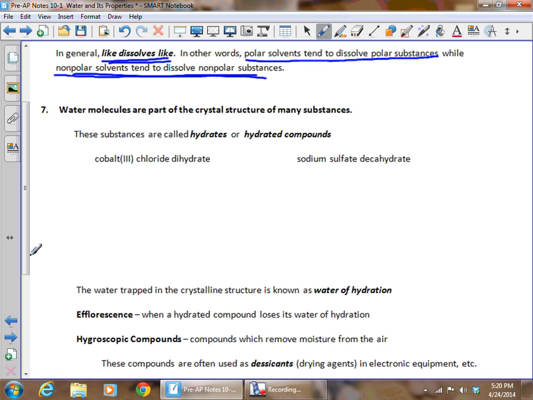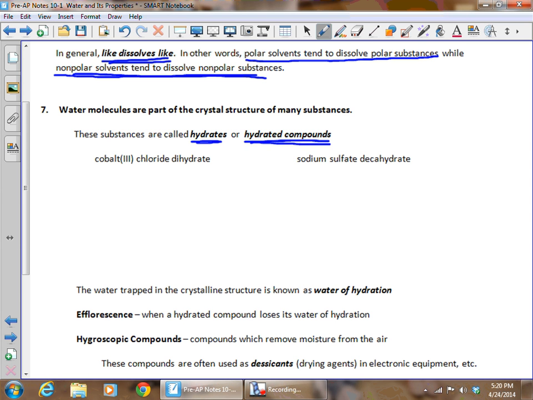You've seen this earlier in the year when we looked at our hydrate and determined the formula of a hydrate in the lab: water molecules are often part of the crystal structure of many substances. They're like trapped in that crystal structure. They're called hydrates or hydrated compounds. And I do want you to be familiar with their names and what they mean.